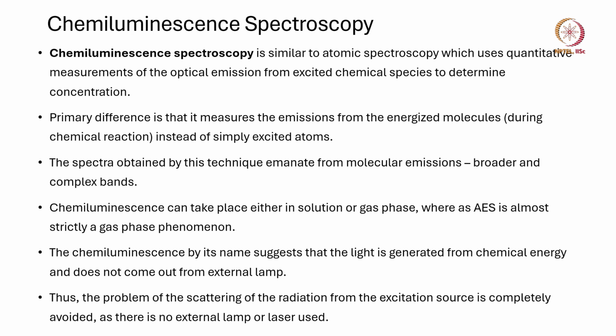The chemiluminescence can take place either in solution or gas phase, whereas the atomic emission spectroscopy is almost strictly a gas phase phenomenon. The chemiluminescence, by its name, suggests that the light is generated from chemical energy and does not come out from external lamp. Thus, the problem of scattering of the radiation from the excitation source is completely avoided, as there is no external lamp or laser used in chemiluminescence.